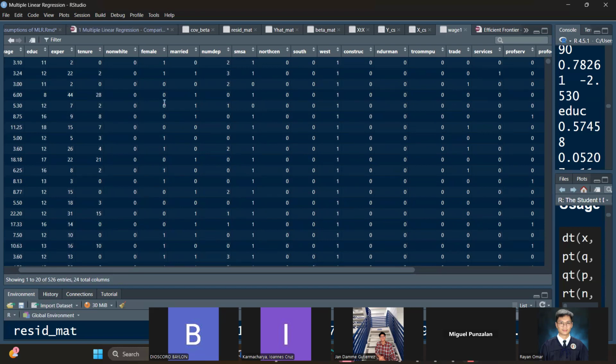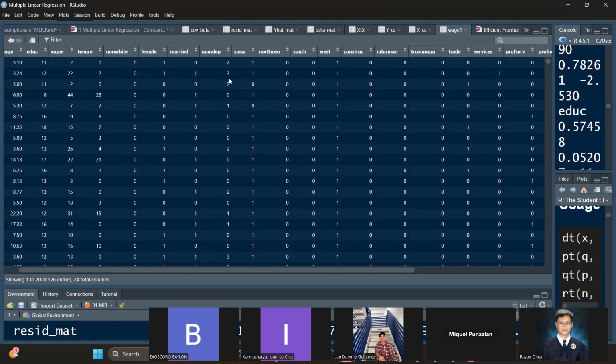Here, if you take a look at this, female. All the ones here are female. Therefore, all the zeros here are your benchmarks or reference levels. They are your males. And lastly, we have here married. You know that in the data there are married and single. So all the ones here are married. The zeros here are your single.